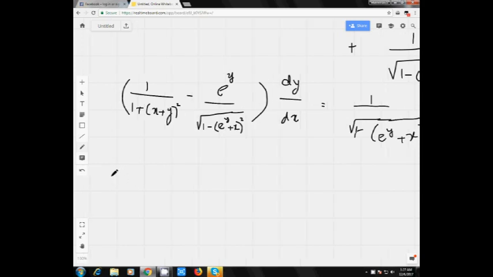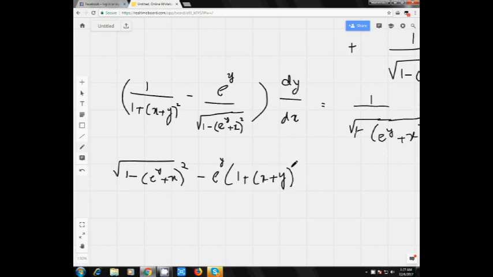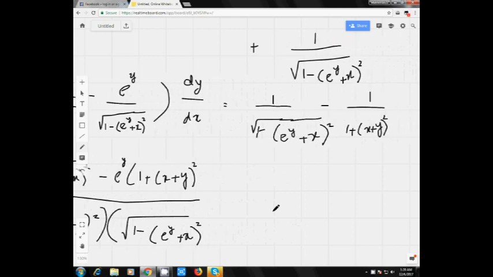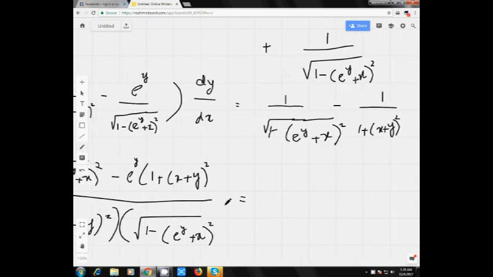Simplify it. You may find 1 minus (e raised to the power y plus x) whole square minus e raised to the power y times (1 plus (x plus y) whole square), and whole is divided by the LCM, 1 plus (x plus y) square times square root 1 minus (e raised to the power y plus x) whole square. You may also have to simplify it here.